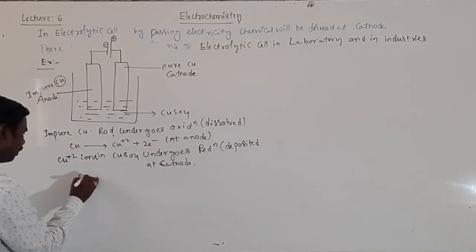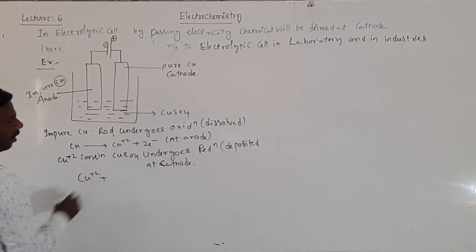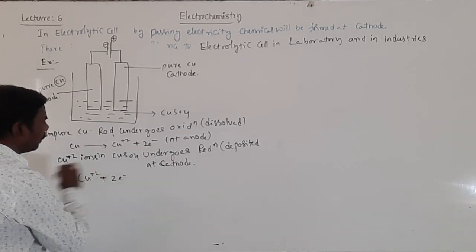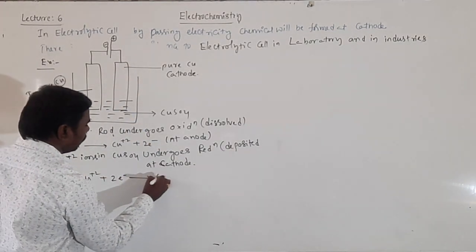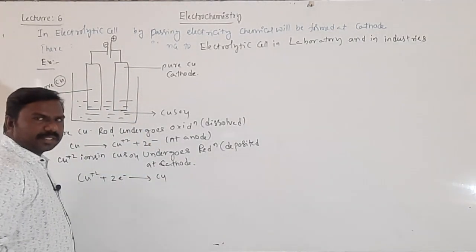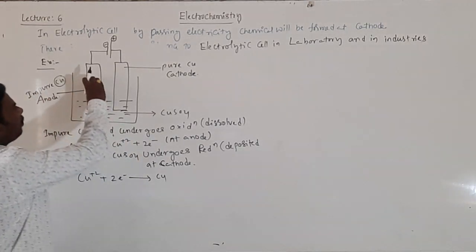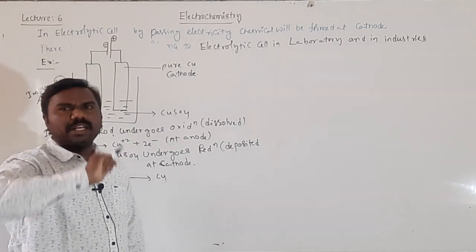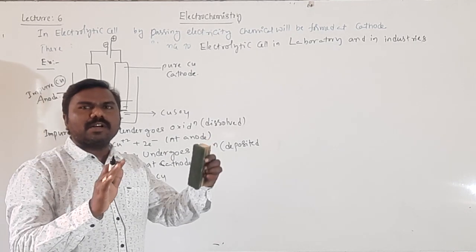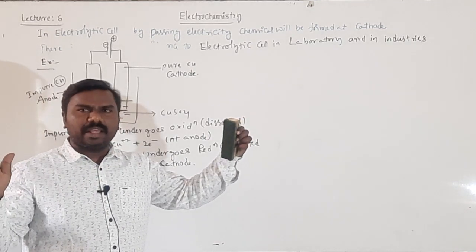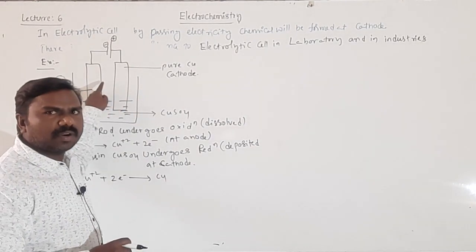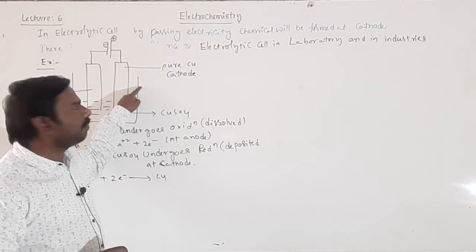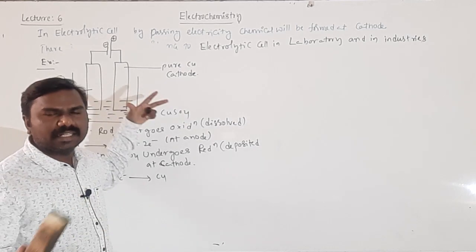It means Cu2+ ions in copper sulfate gain 2 electrons, which were lost by the impure rod, and then give rise to Cu. Right, students? So it means the impure rod will be dissolved gradually and the pure copper rod's size will increase gradually. This rod is oxidized, this rod is reduced. This rod is dissolved, this rod is deposited, size increases.